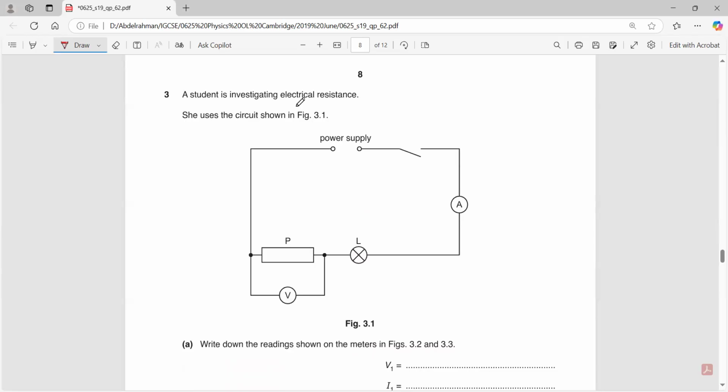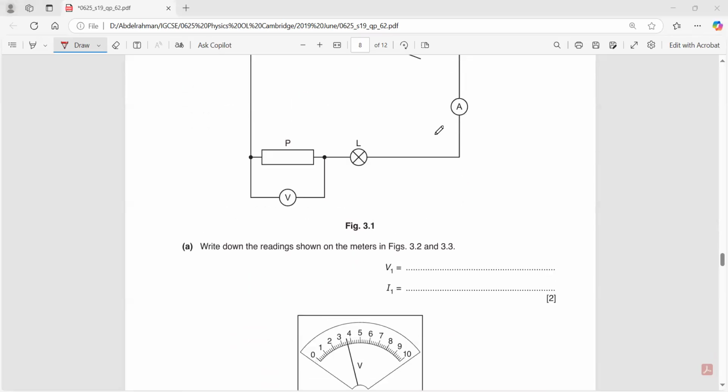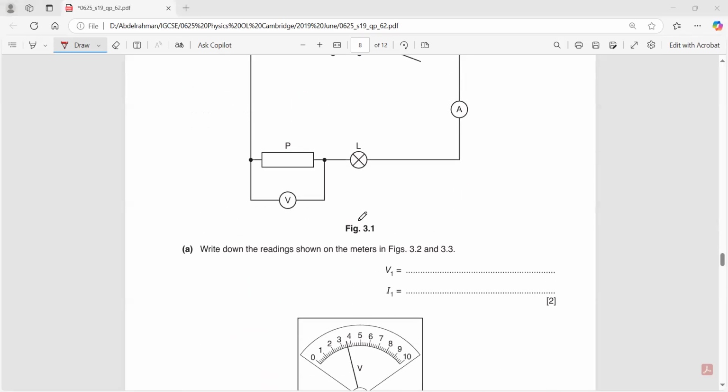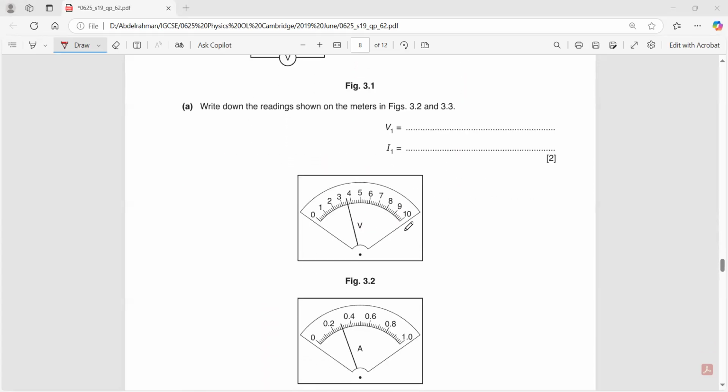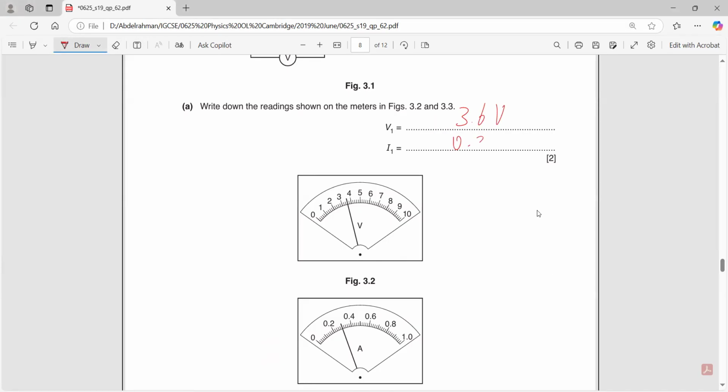Question 3. A student investigates the electrical resistance. She uses the circuit shown. You have P, L, a meter, a voltmeter. Write down the readings of V1 and I1. What is the voltage? Voltage is 3 point what? Yes, 3.6. What about the current? 0.3. So 3.6 volts and 0.3 amperes.